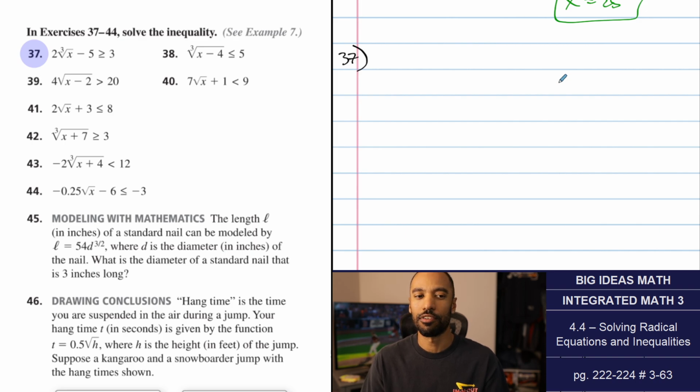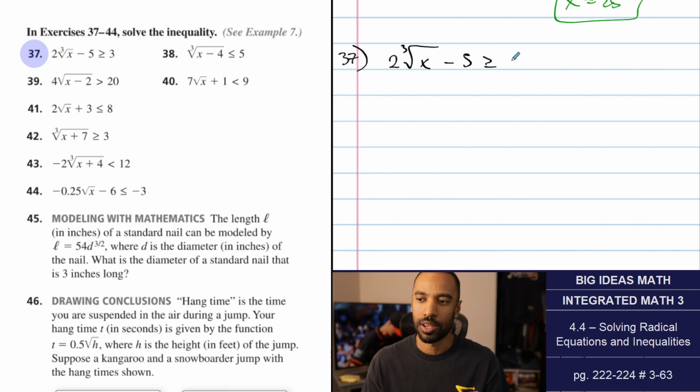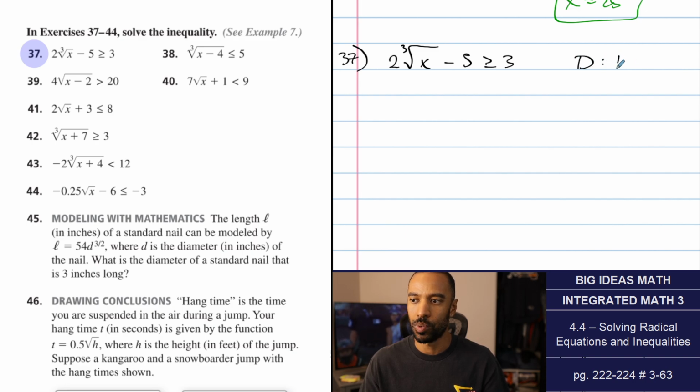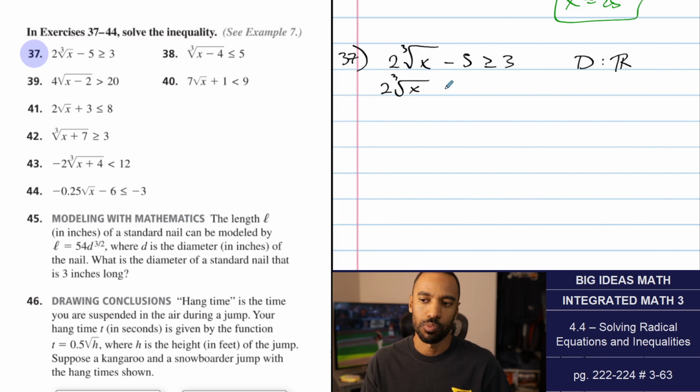All right, numbers 37 to 44, we solve the inequality. We got 2 times the cube root of x minus 5 is greater than or equal to 3. Now, first of all, let's establish your domain here, guys. We have an all real number domain for cube roots. X can be any number that you'd like it to be. Let's make sure we know how to solve inequalities. It's just like equations. The only thing is, if we ever multiply or divide both sides by a negative number, the inequality's got to flip.